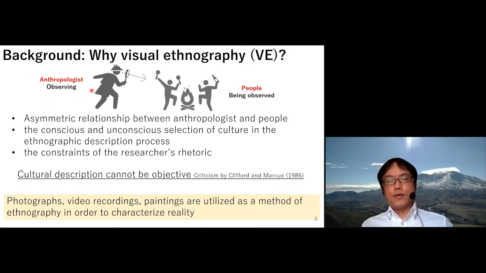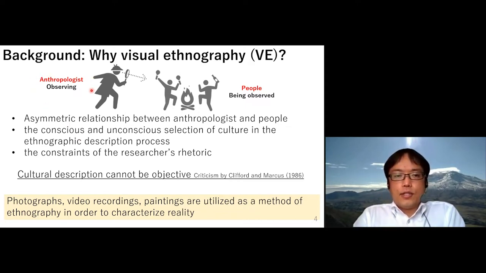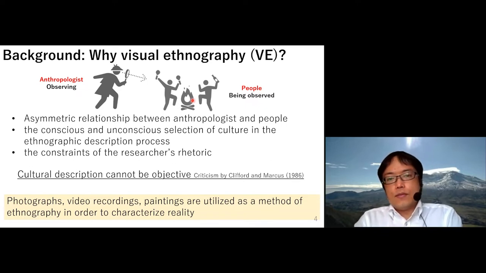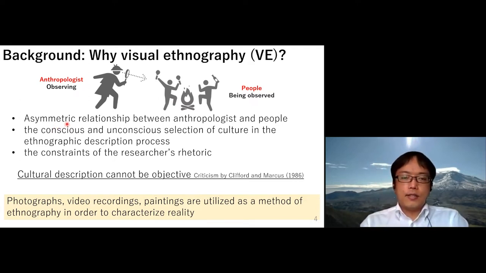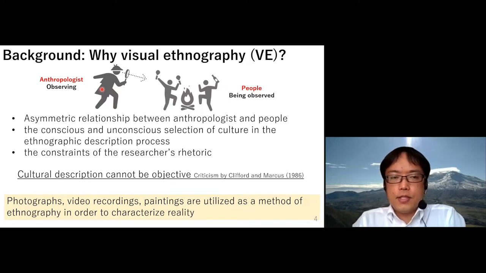In anthropology, usually anthropologists go to the research field, and they observe what local people do or how they act. It can be culture, festivals, or daily life. So anthropologists go to the field and observe. But in this relationship between the anthropologist and local people, it is quite asymmetric. Asymmetric means that the anthropologist is observing and local people are basically being observed.